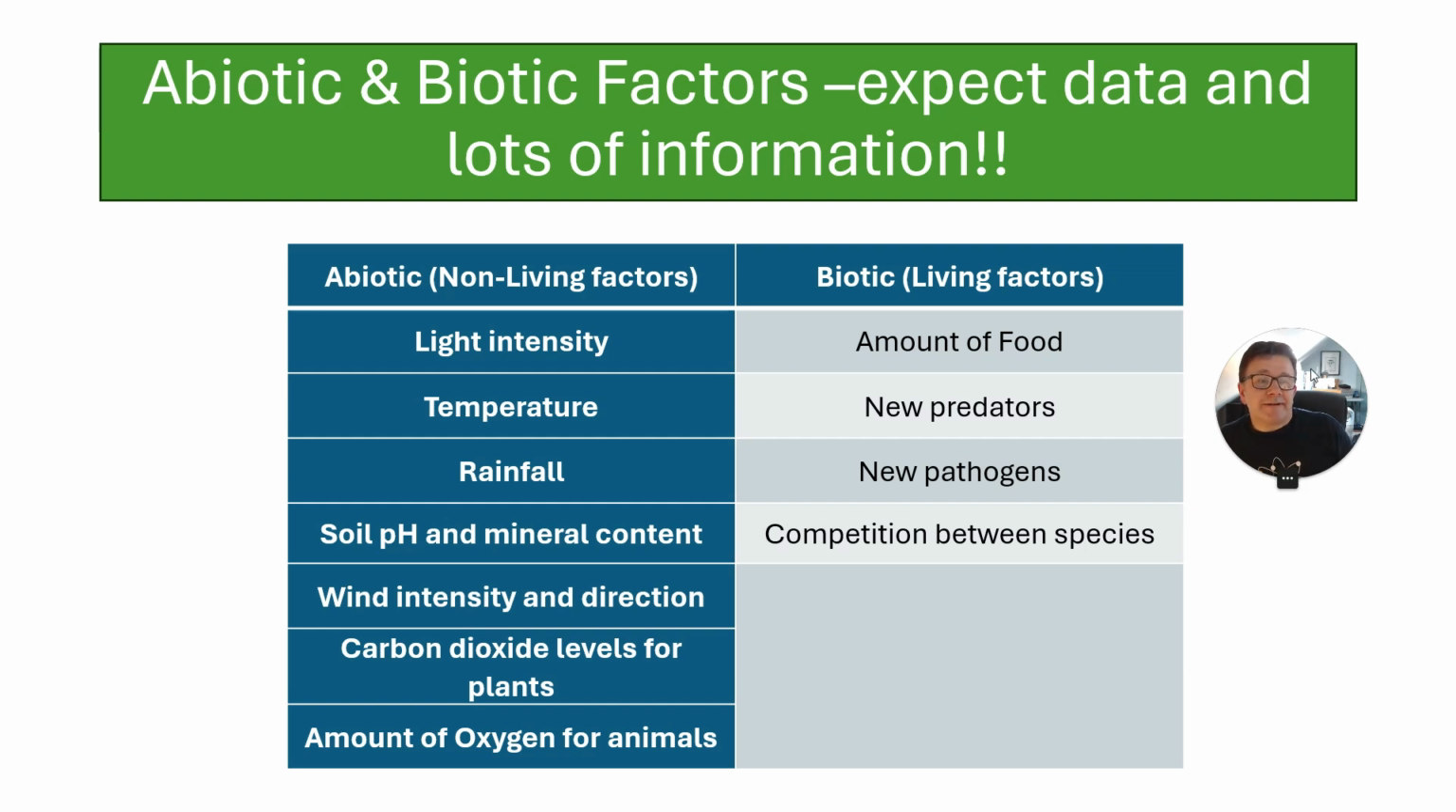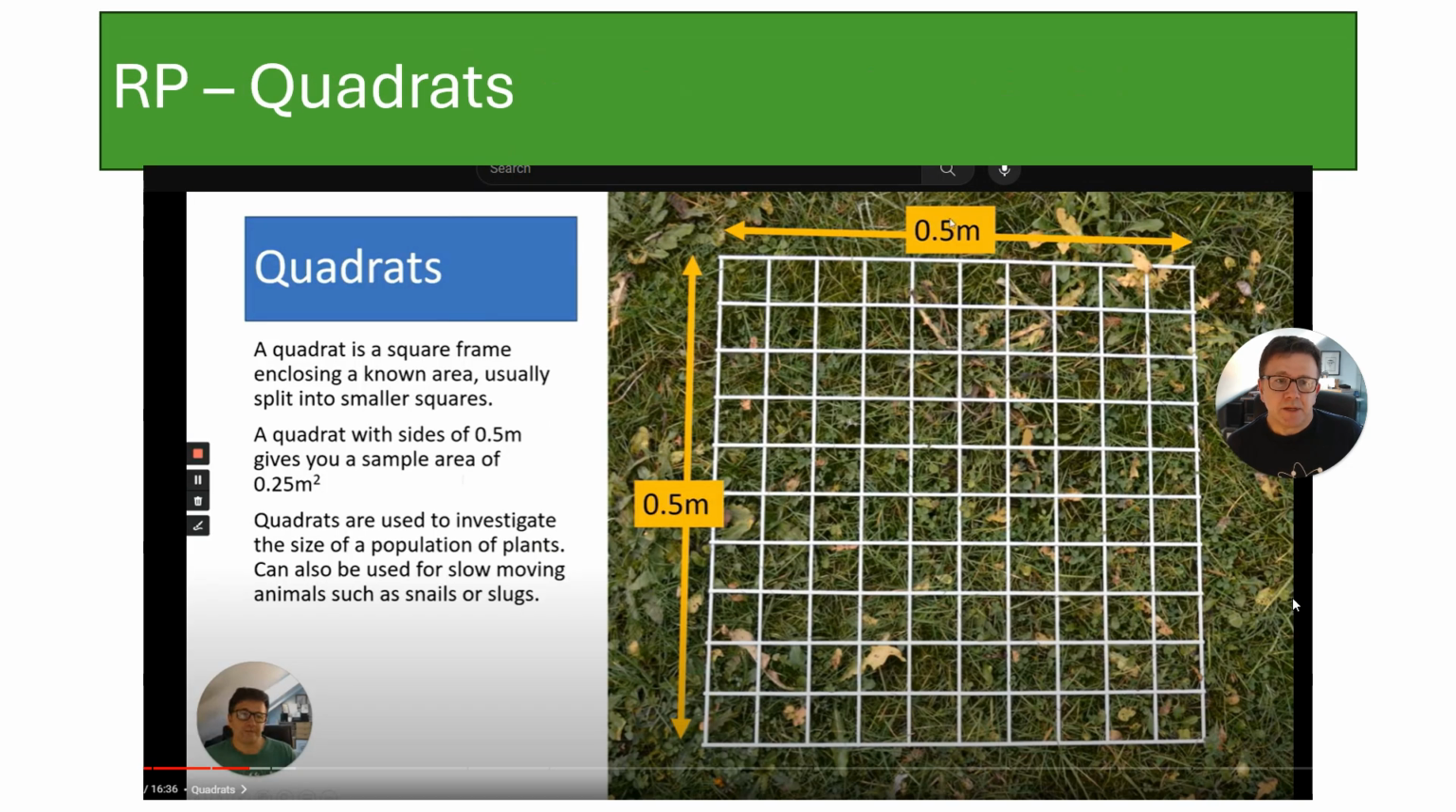Abiotic, biotic factors, expect data and lots of information. They might talk about competition. They might talk about adaptation as well. So they might give you pictures of plants and animals you've never seen before, and you need to say why they are adapted to their environment. So I would say just use your common sense for those. Abiotic is non-living factors. Biotic is living factors.